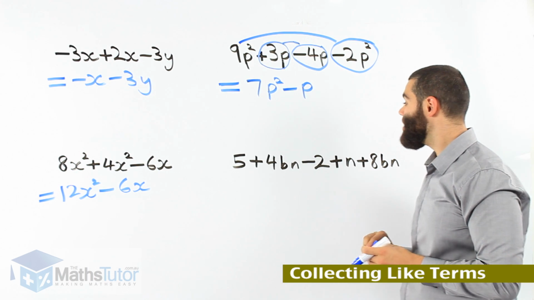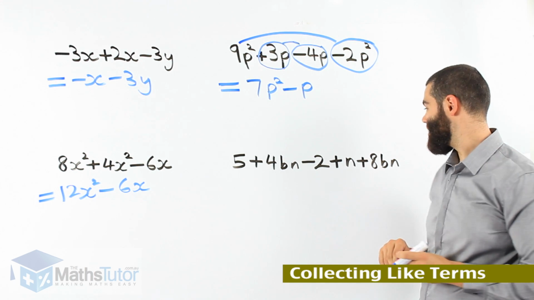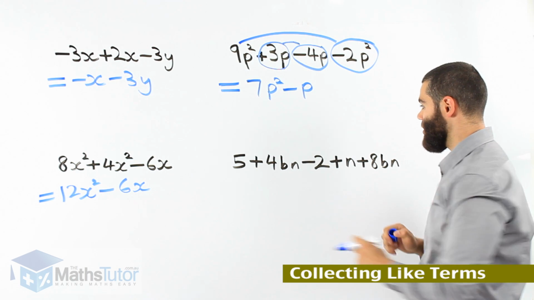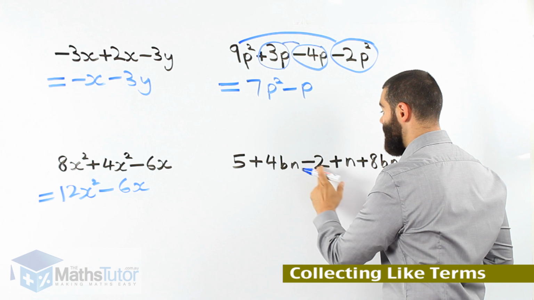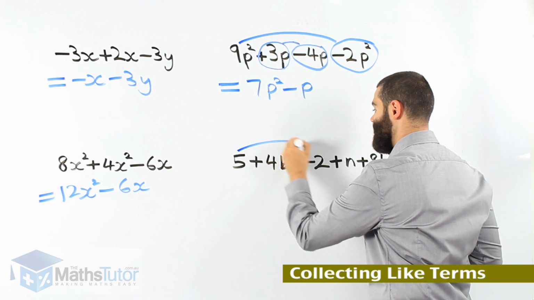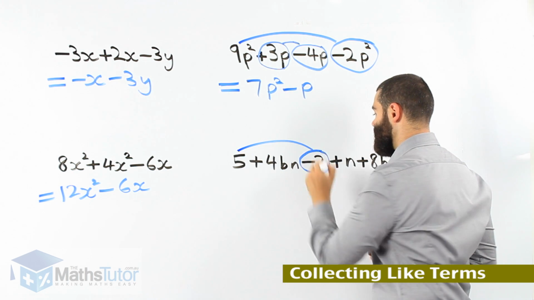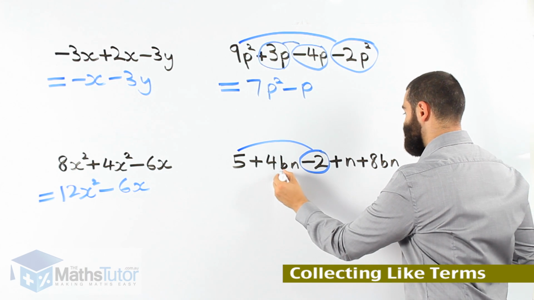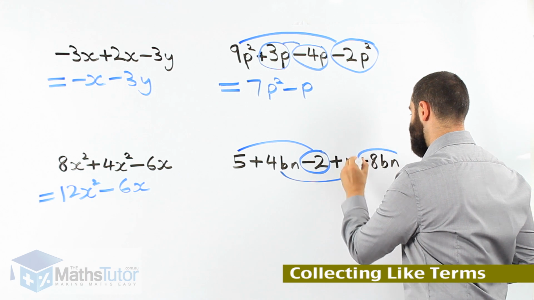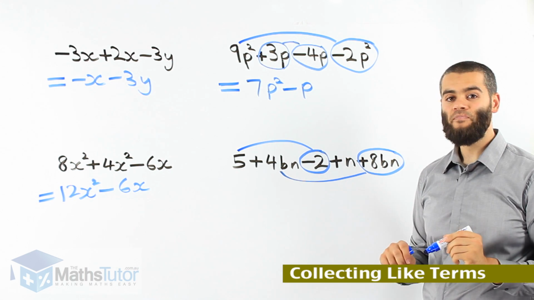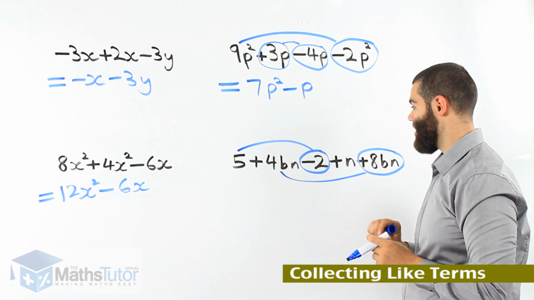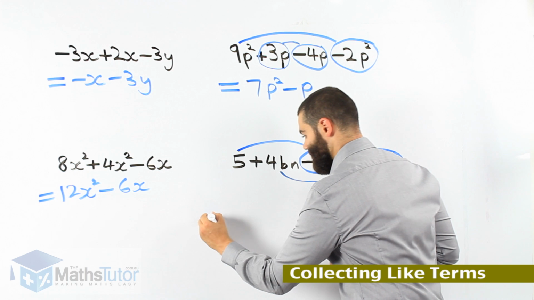5 plus 4bn minus 2 plus n plus 8bn. Again, we are looking for like terms. The 5 is a numeral, minus 2 is a numeral, so these are like terms. The 4bn we can see is a like term with the positive 8bn here. And the n, poor thing, doesn't have any like terms. It stays there. Let's work it out.